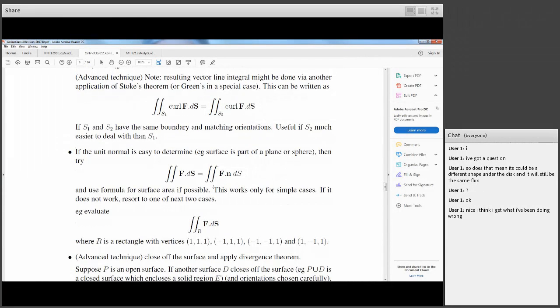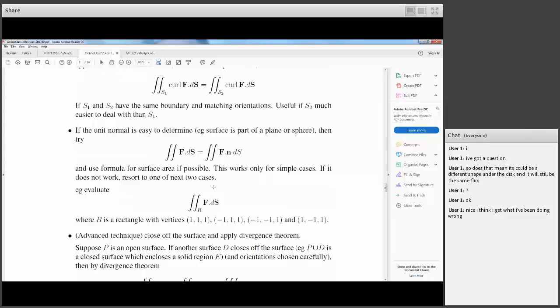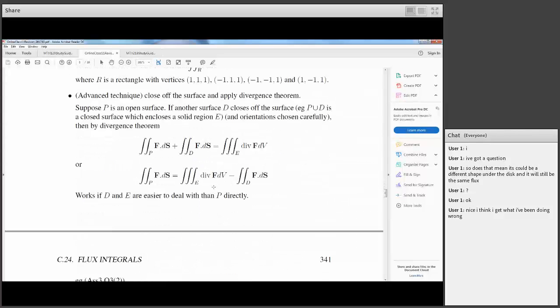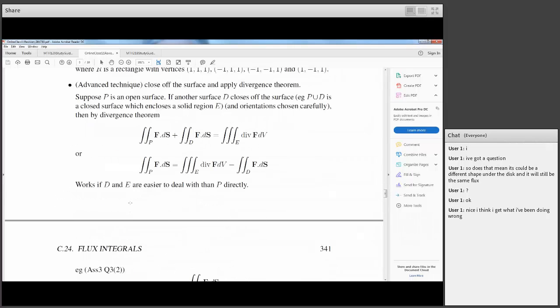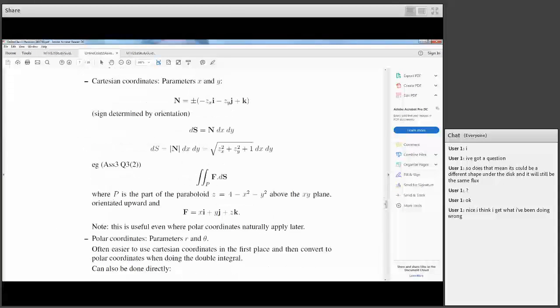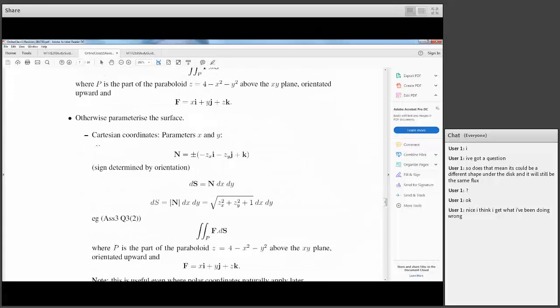But if that fails, then you're really going to have to parameterize the surface. That's always the fallback position. So in order to parameterize, you basically work out a particular normal to the surface. Now, in general, there are formulas for it. Most of the time, you'd parameterize in terms of the x and y Cartesian coordinates. That's certainly the easiest thing to do.